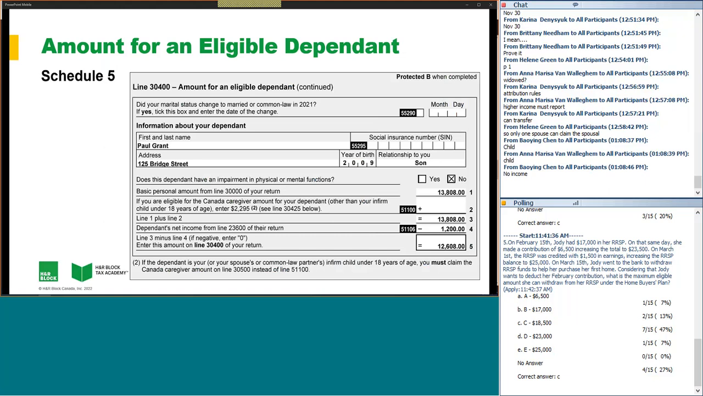Okay, that's what it looks like. I'm going to show you the example of a son who has some net income, and that will give you the spousal amount or the eligible dependent amount. These are non-refundable credits. You'll get 15%. You know that because they go on a line that starts with a 3.